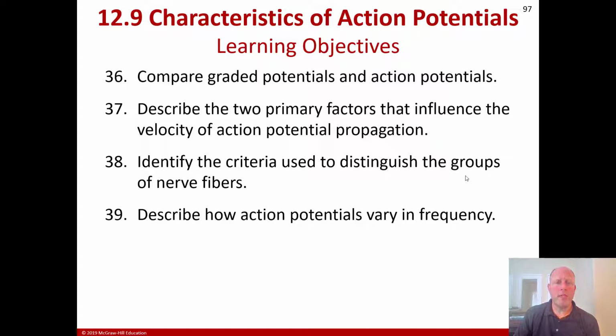All right, right now we're discussing section 9 of chapter 12 on nervous tissue for anatomy and physiology on the characteristics of action potentials. The objectives for which you should have understanding following this section are to compare the graded potentials and action potentials, describe the two primary factors that influence the velocity of action potential propagation, identify the criteria used to distinguish the groups of nerve fibers, and describe how action potentials vary in frequency.